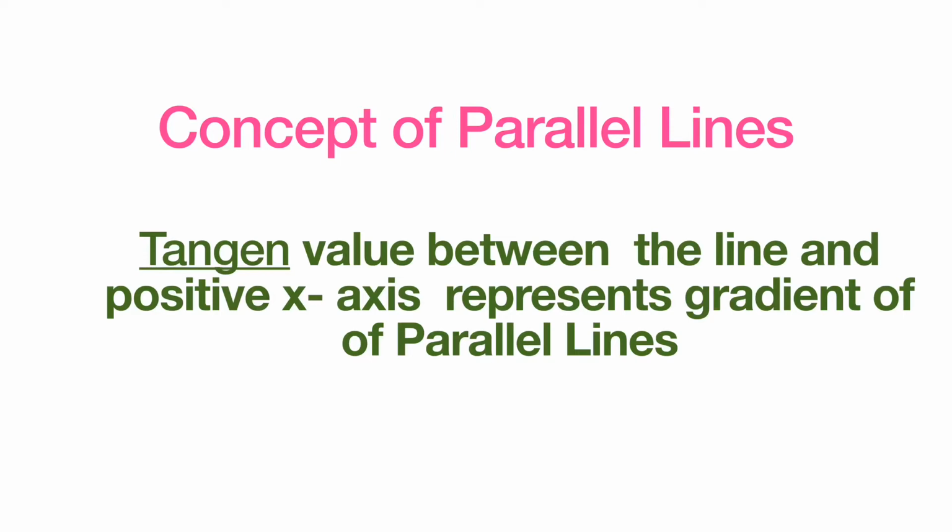Now, the tangent value of the angle between the line and the positive x-axis actually represents the gradient of the line. For the Form 4 KSSM syllabus, you need to understand this concept. It means the gradient is equal to the tangent value of the angle between the line and the positive x-axis. The gradient means the steepness of the line. In other words, we find the angle between the line and the positive x-axis. So the tangent value also means gradient. This is a very important concept.